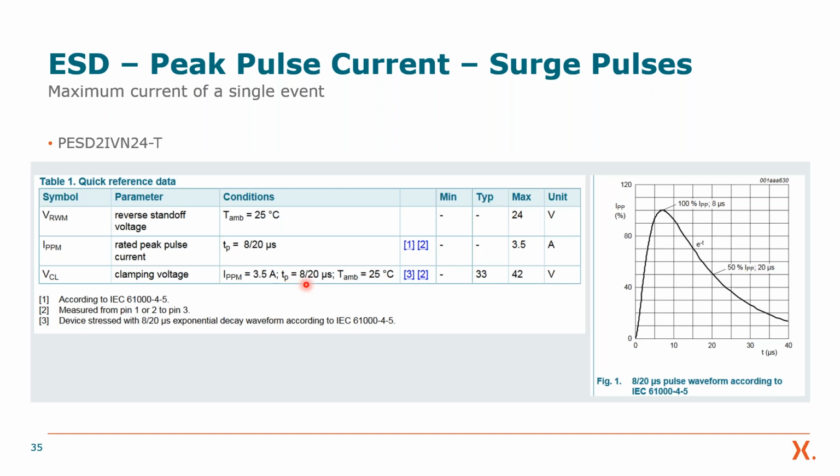The second clamping voltage you encounter, this one here, is not for the IEC pulse, but for a surge pulse with 8 microseconds rise time and 20 microseconds fall time. It's also from an IEC standard, the 61000-4-5, which is defining the surge pulse. And it's defined as the voltage amplitude, the maximum you see when you apply this pulse of here the given amplitude of 3.5 amps.